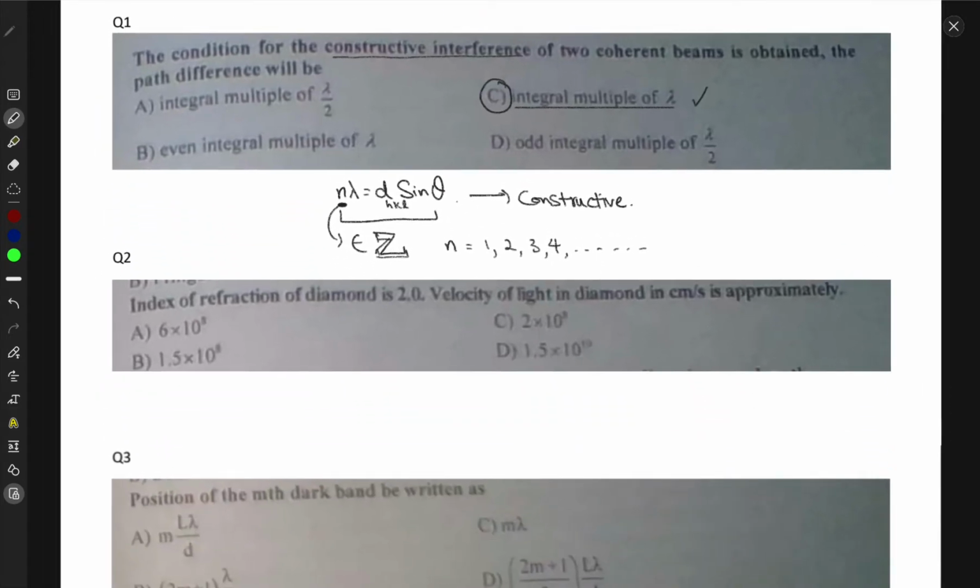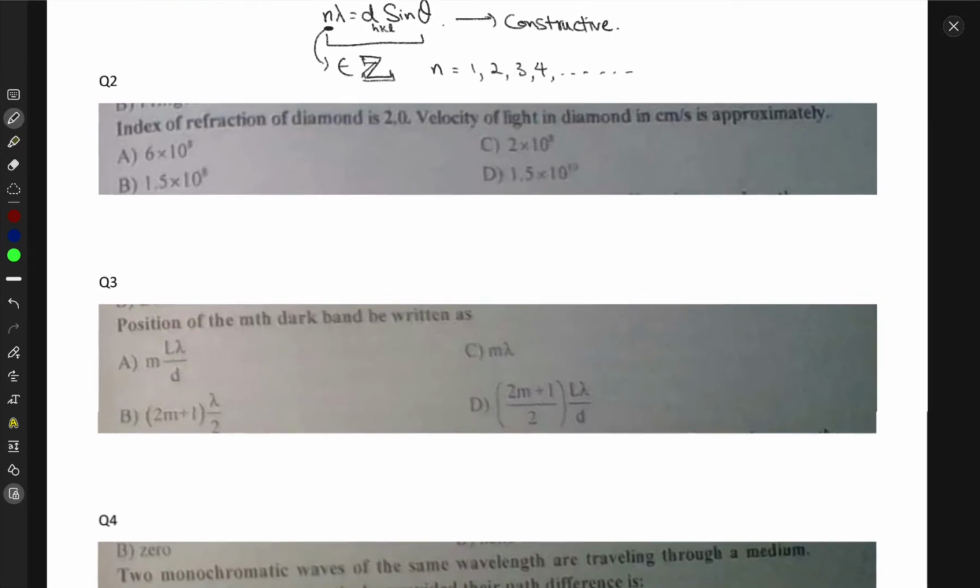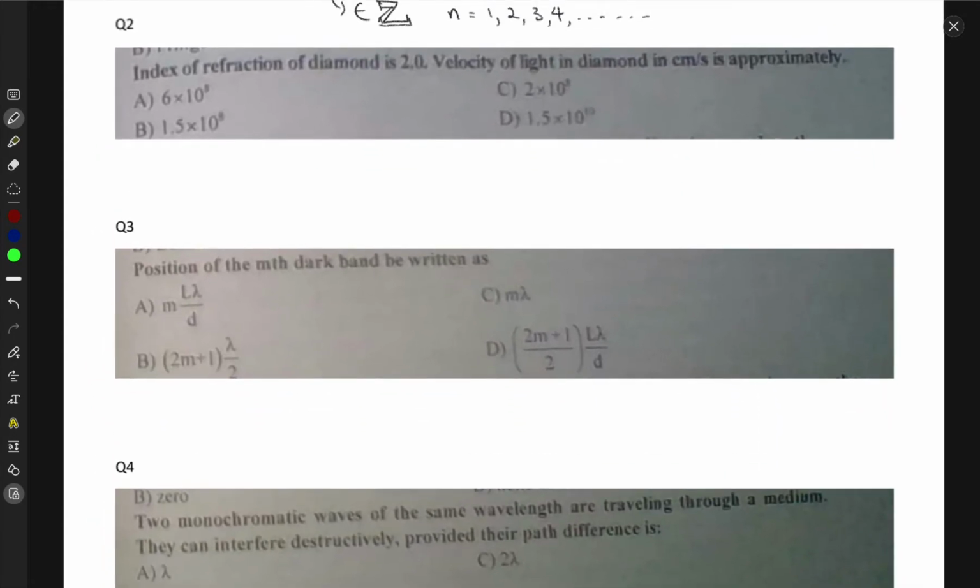All right, so let's move on to question number 2. Question number 2 reads, the index of refraction of diamond is 2.0. So the index, which may be represented with eta, is given as 2.0. It's a unitless number. Velocity of light in diamond in centimeters per second is approximately. So we are given the refractive index for diamond, and we are asked about the velocity of light in diamond.